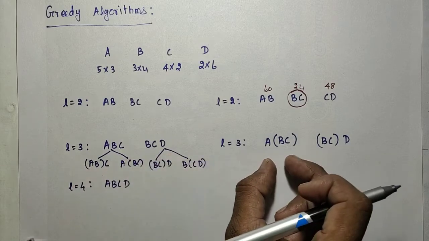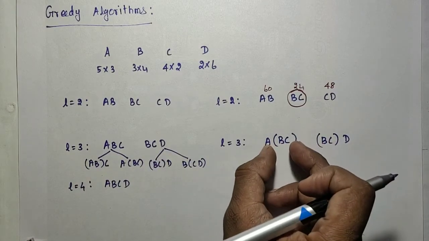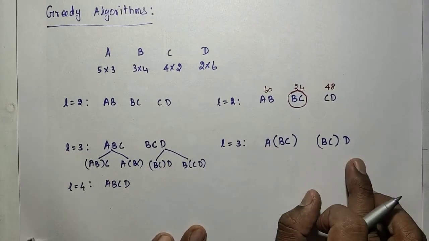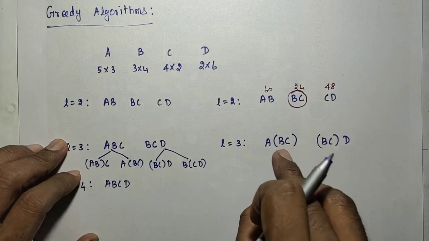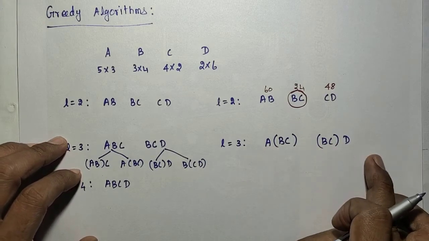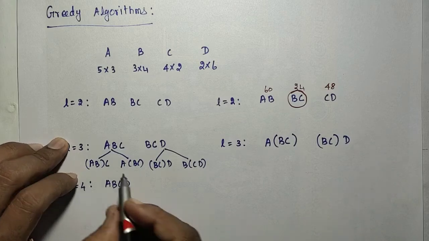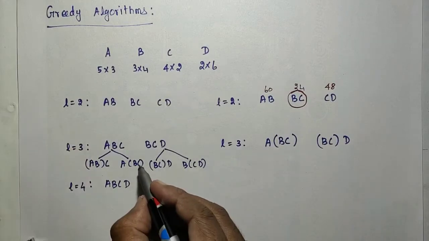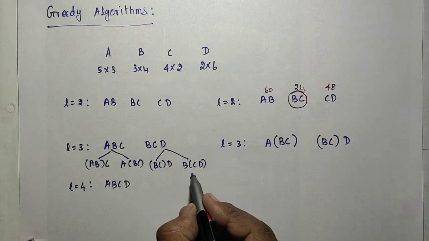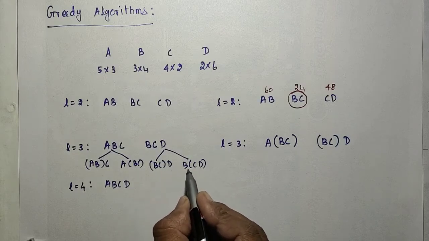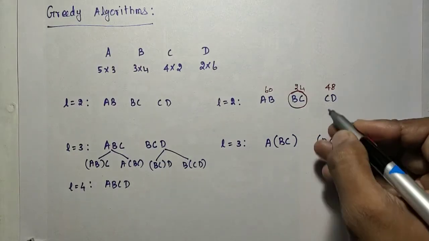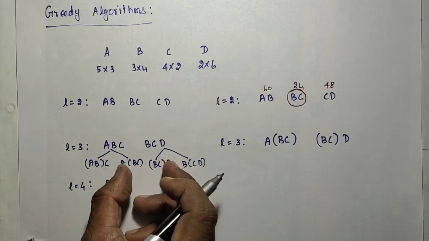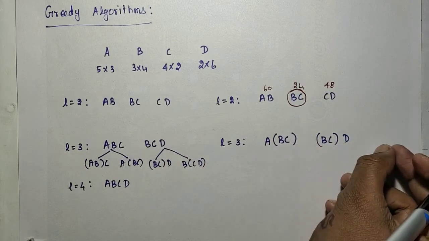So 4 have to be calculated. But here we directly obtained the 2 combinations, that is A, BC and BC into D. So we only need to check the number of multiplications needed for A into BC and BC into D. Because to obtain AB we needed it, but here AB is not recorded, it is not needed. For finding BC, it is there. For BCD, BC into D or B into CD, that CD is also skipped. So this need not be calculated, and this also need not be calculated. We only need to find A into BC and BC into D.